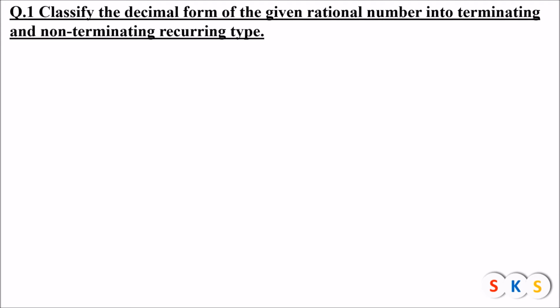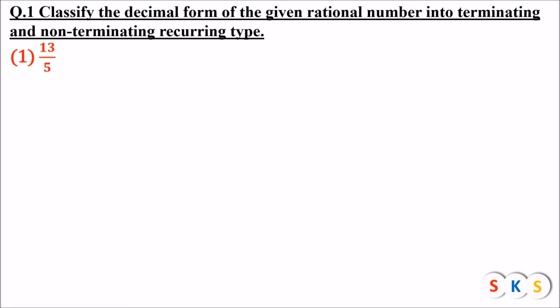Let's see, here we have the question: classify the decimal form of the given rational numbers into terminating and non-terminating recurring type. Here we have the first question, 13 upon 5.